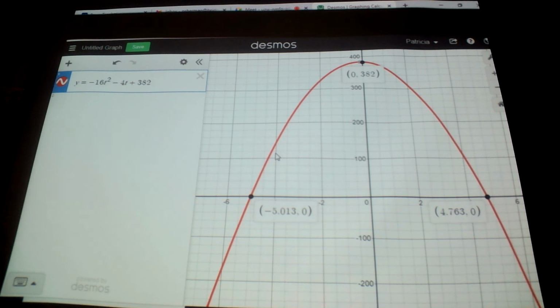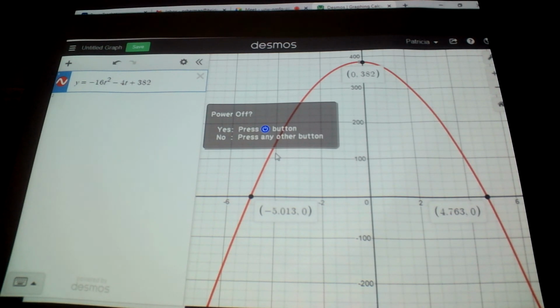Okay. Let me turn on my beautiful new projector, which is so much brighter and more delightful. Yes, press this button. Oh, turn it off.